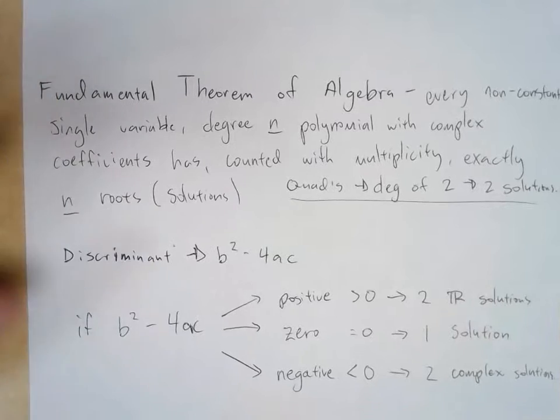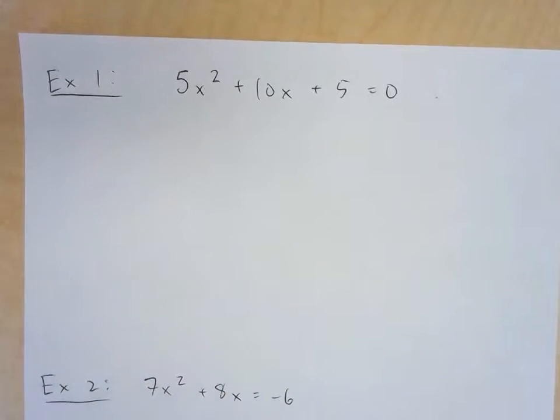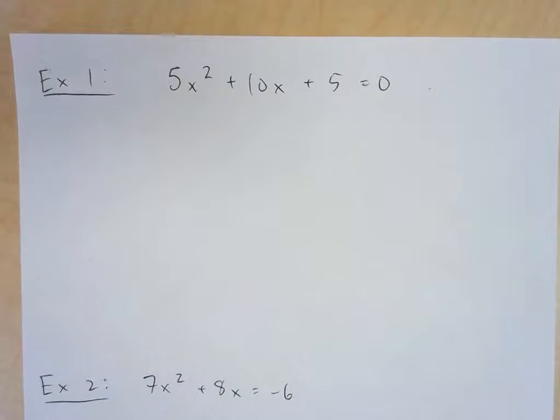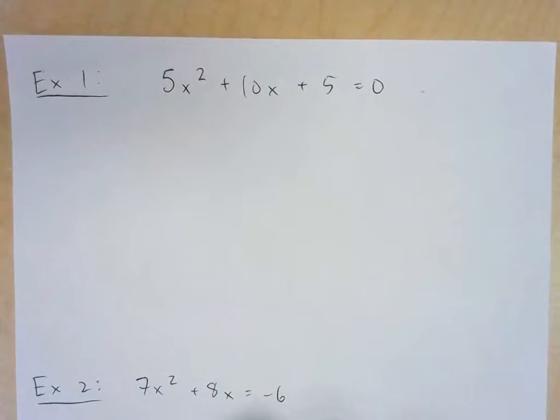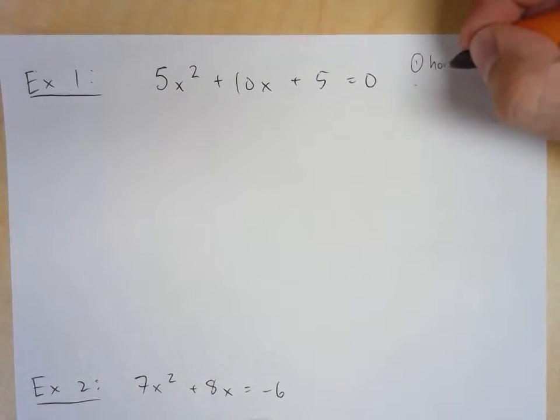All right, so that's a lot of writing for one page. It's all notes. We're going to do a couple of example problems on the next page. So, move this over. Example 1, 5x squared plus 10x plus 5 equals 0. So the questions might ask a couple questions. One thing it might ask is, how many solutions are there?